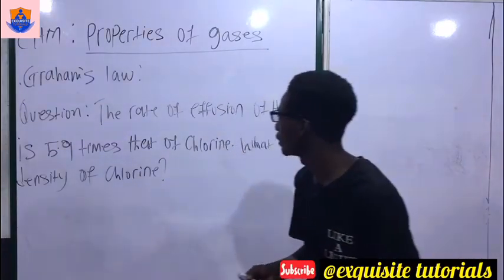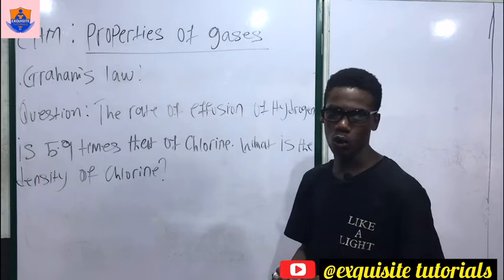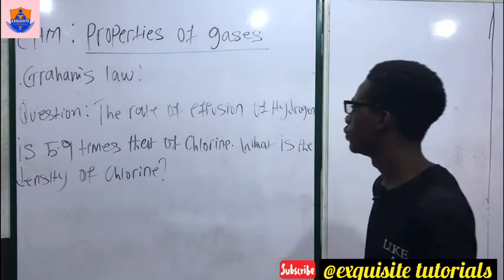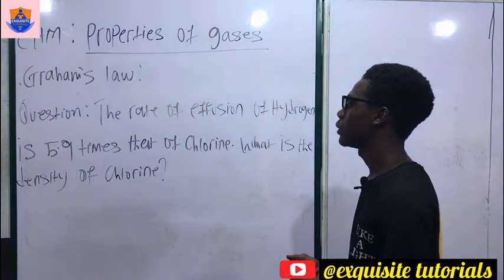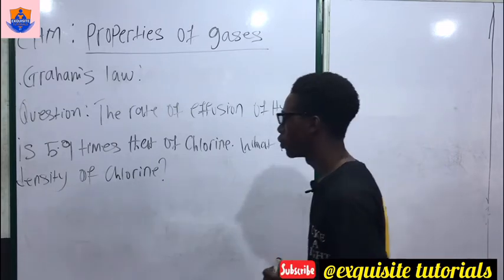Okay, welcome back, guys. I'm going to be dealing with a question on Graham's law of diffusion. Now, let's take a look at this question. The rate of effusion of hydrogen is 5 times that of chlorine. What is the density of chlorine?